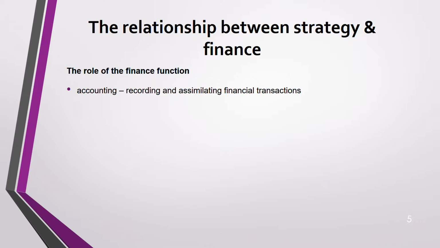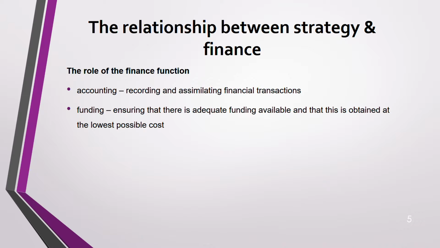One, accounting. They record and provide financial information to the stakeholders. Second, funding. They are the ones who decide how much fund you need, what the available sources are, and what the lowest possible cost is, how they can obtain the finance at the lowest possible cost. The finance function is the one who decides on this.